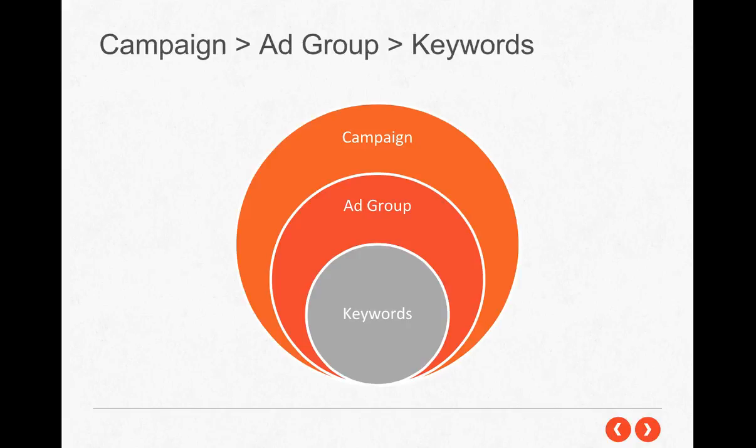So maybe you're having something like a summer sale for a campaign. Maybe that's 20% off summer sale. Underneath that, you'll have an ad group for each of the products that you're targeting in that summer sale. So maybe one is board shorts, another is sandals, and then another is surfboards.